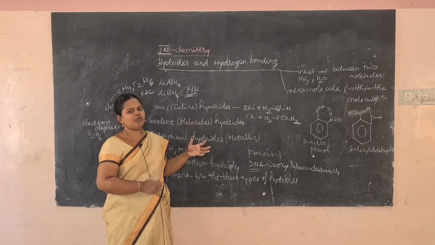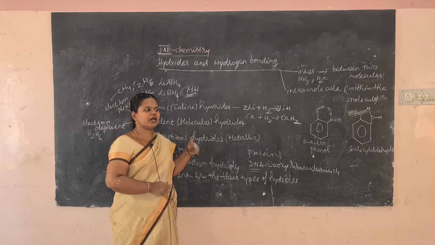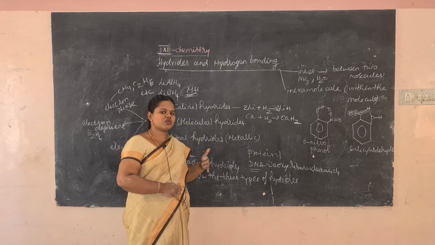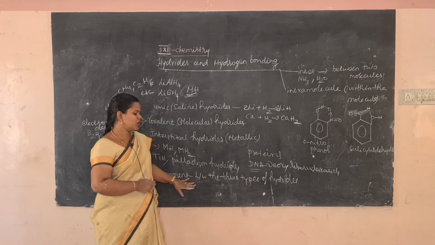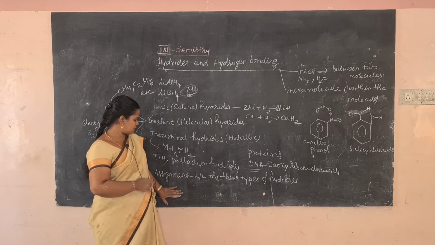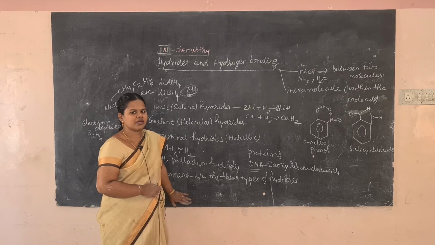For intermolecular hydrogen bonding, what is the example, and for intramolecular hydrogen bonding, what is the example; note them down. Okay, so these are all very very important. Your assignment is to learn and write the three types of hydrides.